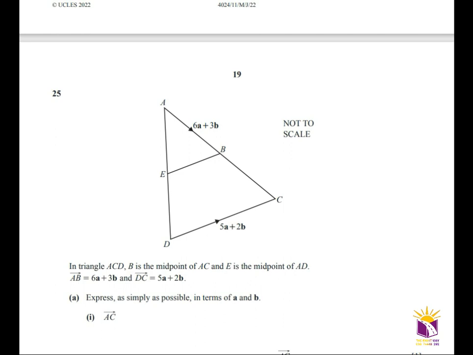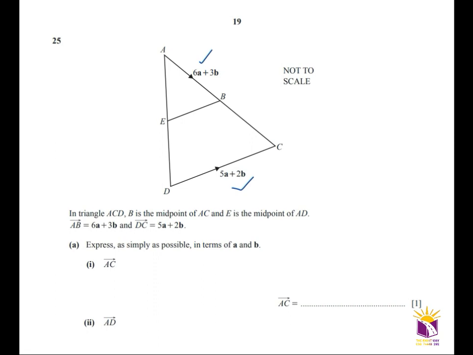Question number 25. In a triangle ACD, B is the midpoint of AC and E is the midpoint of AD. AB is equal to 6a plus 3b and DC is equal to 5a plus 2b. Express as simply as possible in terms of a and b: first, AC. So we have to find this AC.